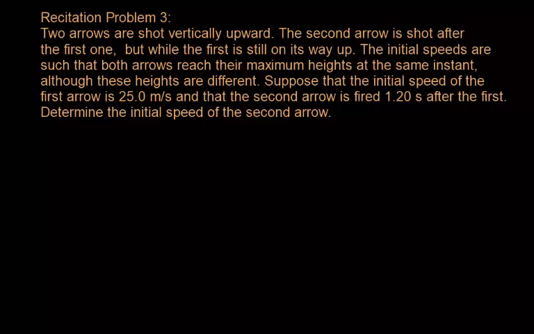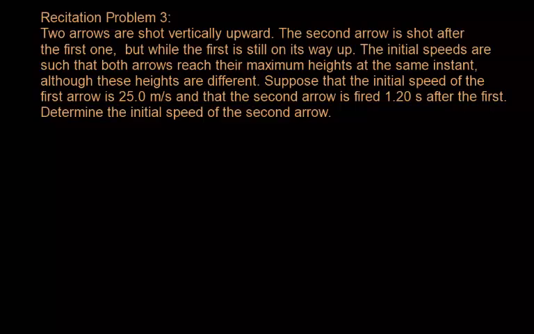Recitation problem 3. Two arrows are shot vertically upward. The second arrow is shot after the first one, but while the first is still on its way up. The initial speeds are such that both arrows reach their maximum heights at the same instant, although these heights are different. Suppose that the initial speed of the first arrow is 25 meters per second, and that the second arrow is fired 1.20 seconds after the first one. The question is, determine the initial speed of the second arrow.